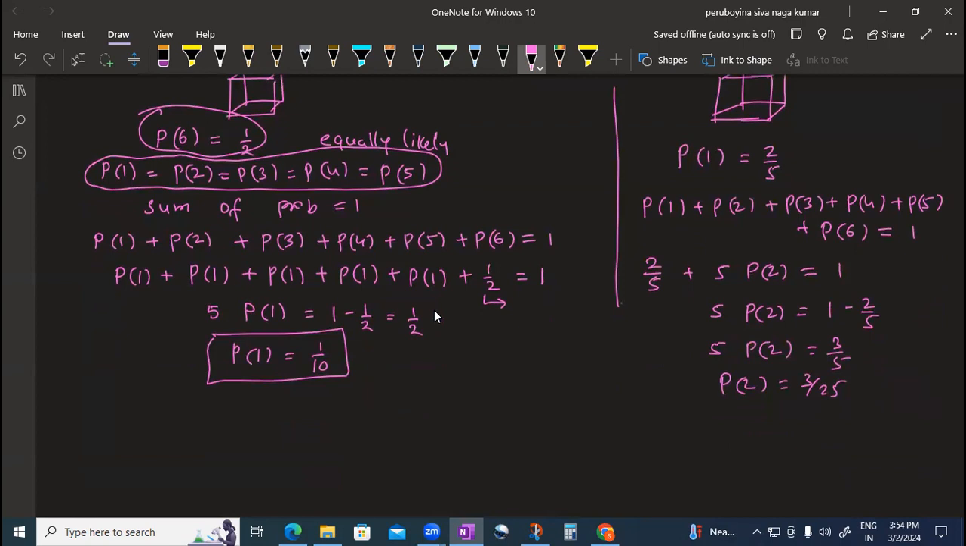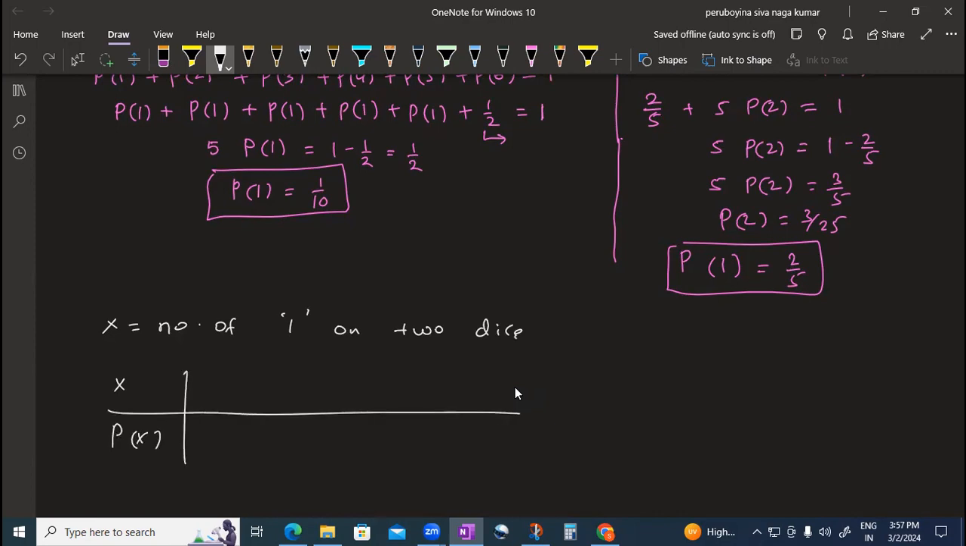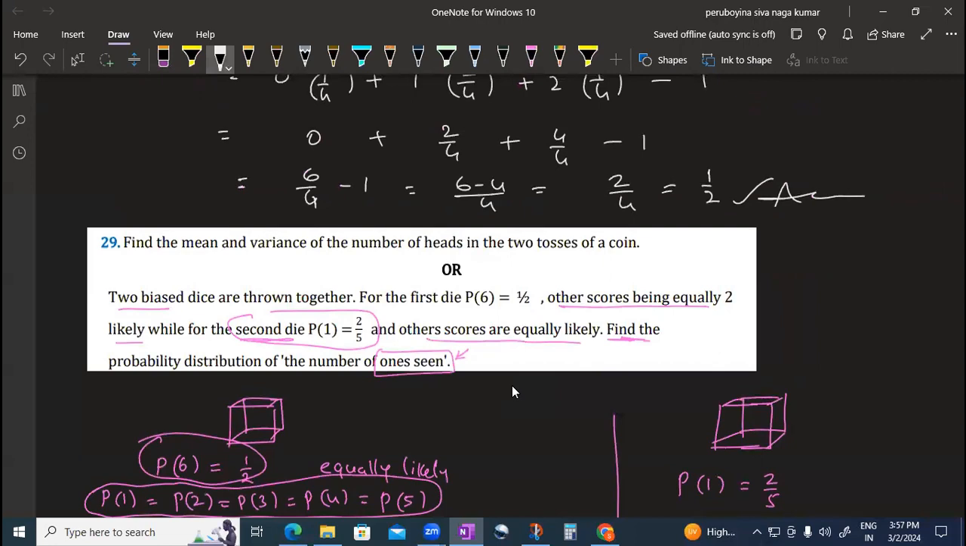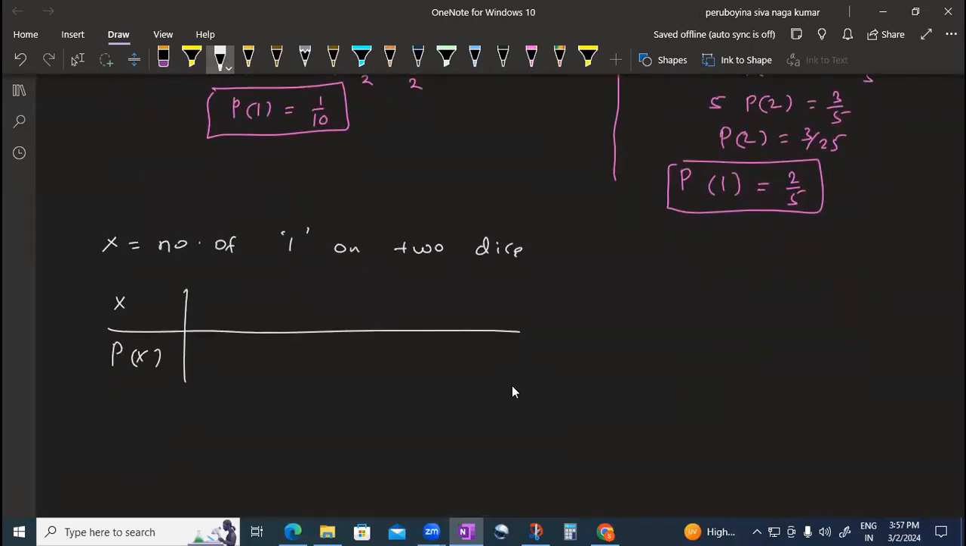So finally, you have to get the conclusion. Now X is equal to the number of ones on two dice. So this is X and this is P of X. He is asking to find the probability distribution only. That means we have to show a table. That's it.